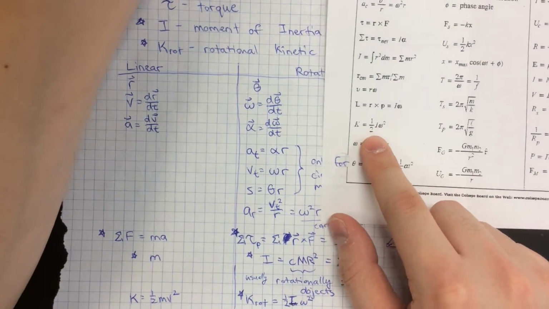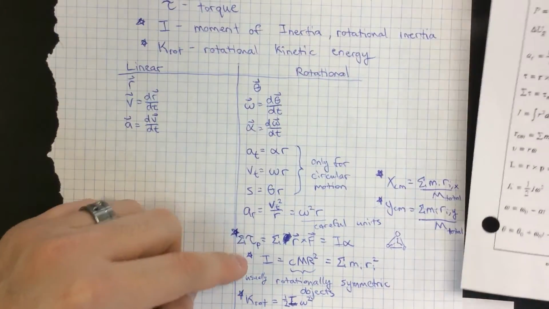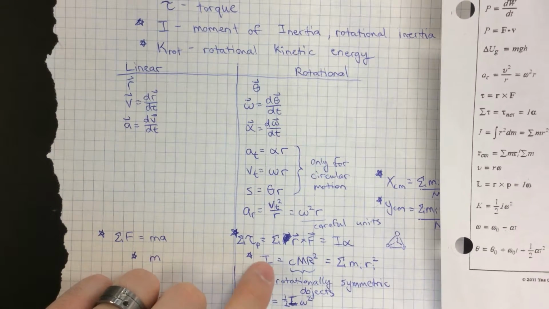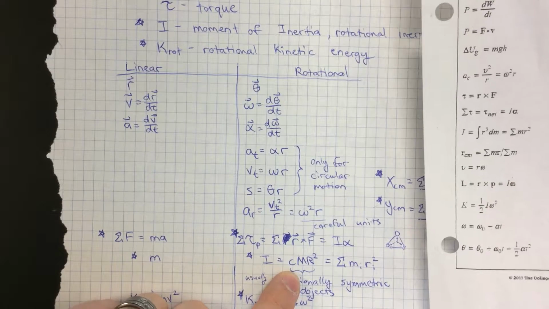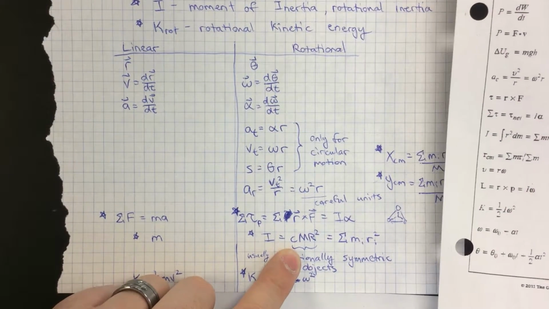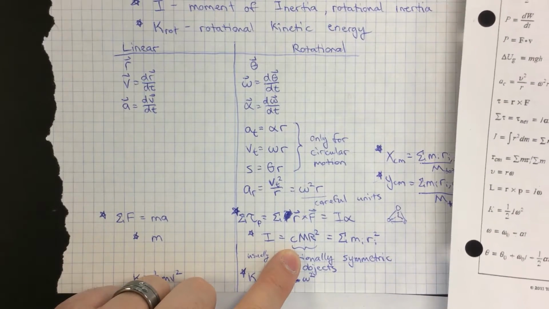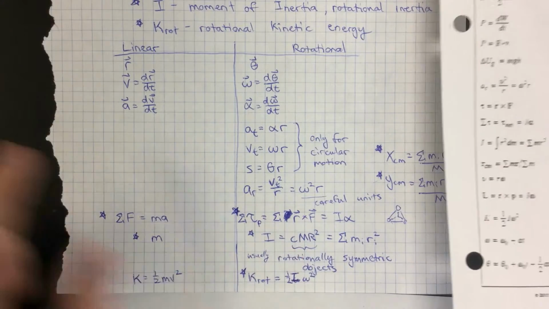They even give you kinetic energy for rotation. So they do give you a couple of these. They don't give you this one, but this one isn't really an equation. It's really just recognizing that moments of inertia tend to look like this: some sort of constant times mass times radius squared. We'll look at that when we get to it.